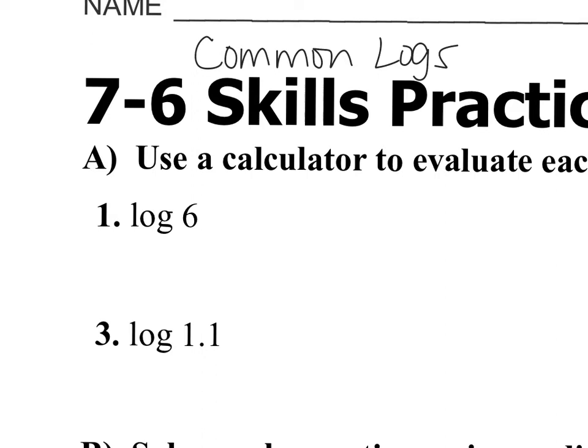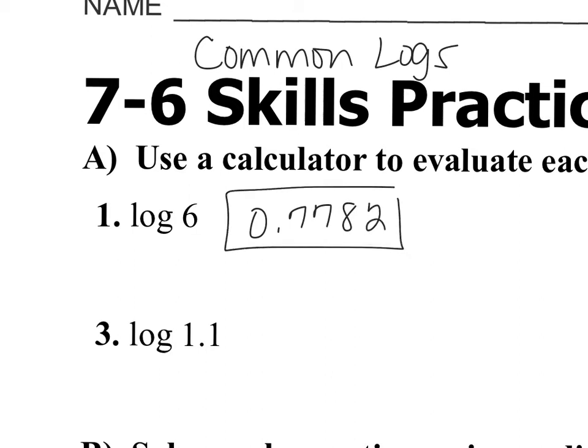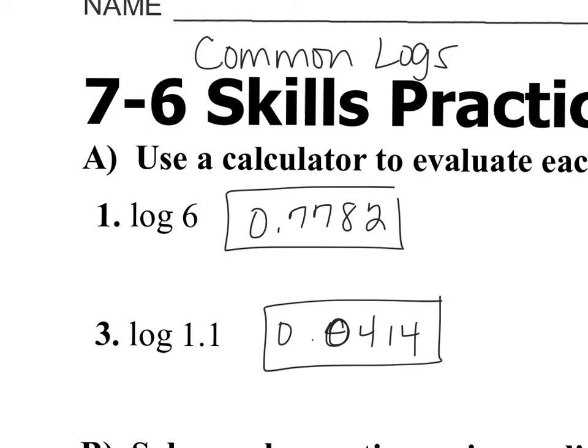So to do 1 and 3, you just type log 6 in your calculator and you get 0.7782. And if you type in log 1.1, you get 0.0414. And that would be the answer for 1 and 3.